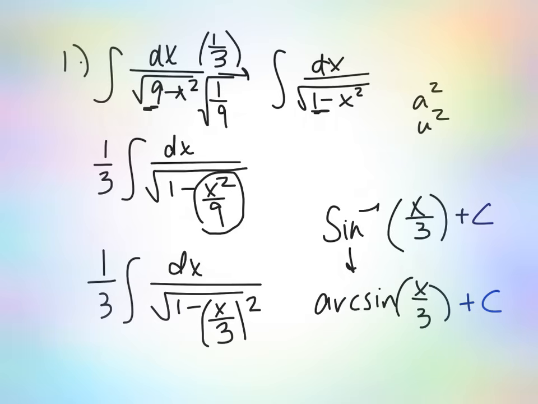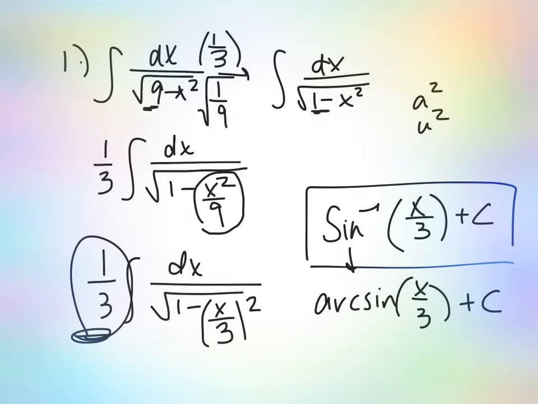And the 1/3 is already there, because when you take the derivative of x over 3, the derivative there is 1 over 3, but we already have it over here. So you're good with either of these two answers.